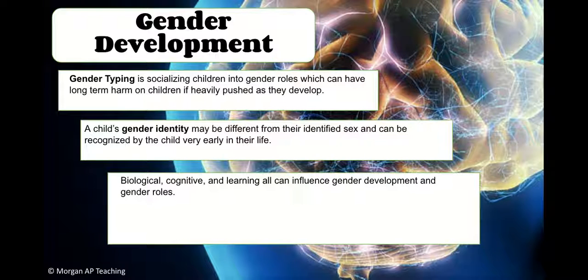So, gender development. In America we have this kind of focus on the gender of a child, but a child's gender identity can be different from their identified sex, right? Gender typing is something that is often done, socializing children into gender roles, and that can have long-term harm on children if it's heavily pushed as they develop. If a 1-year-old boy wants to wear a dress, it's not going to harm him to wear that dress. And like I said, the punishment can have major effects when pushing gender typing, whereas gender identity can be different from a child's identified sex and can be recognized very early in a child's life.